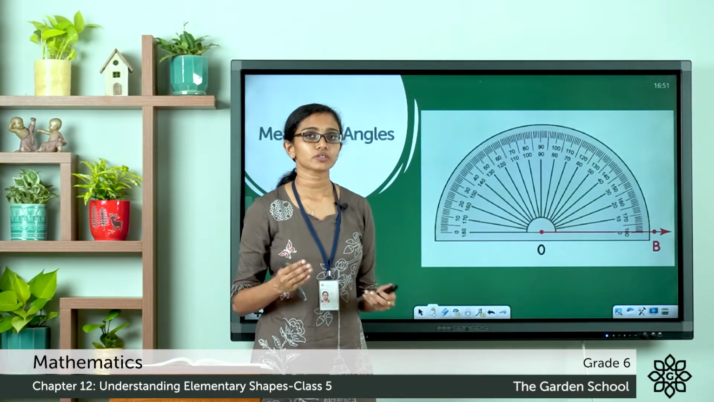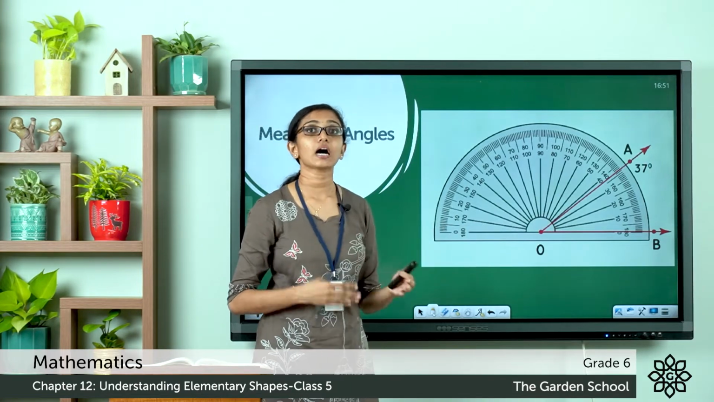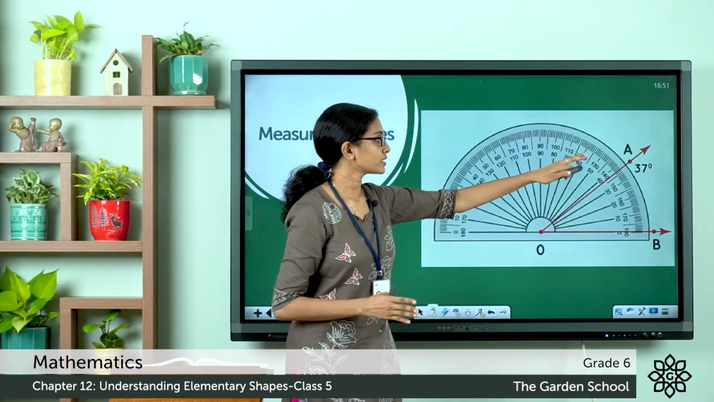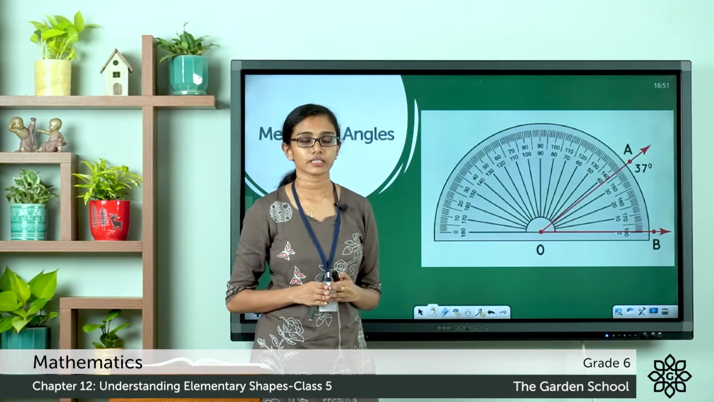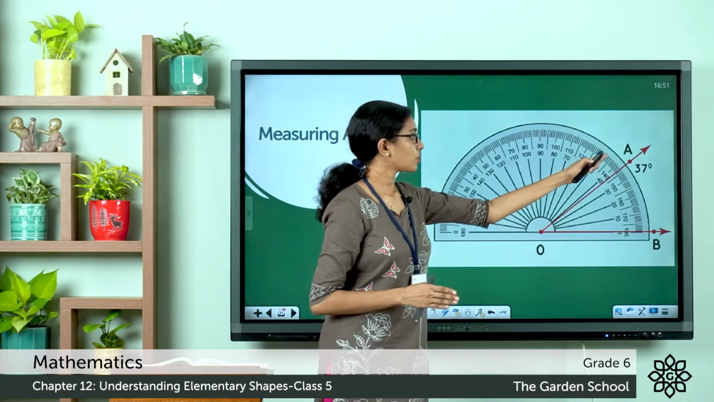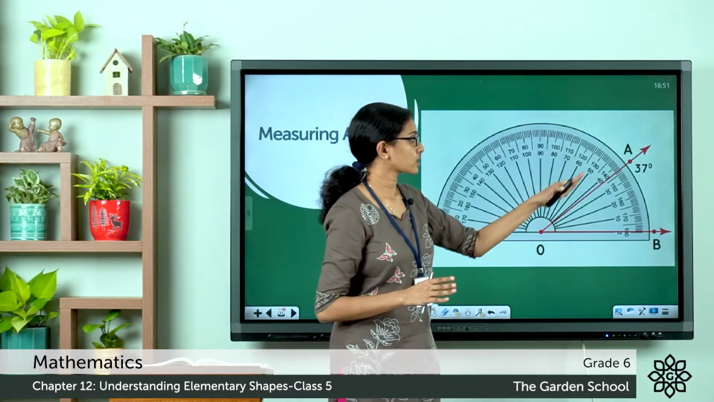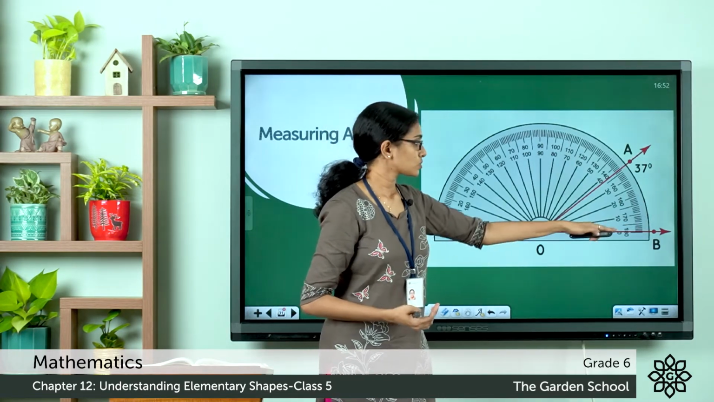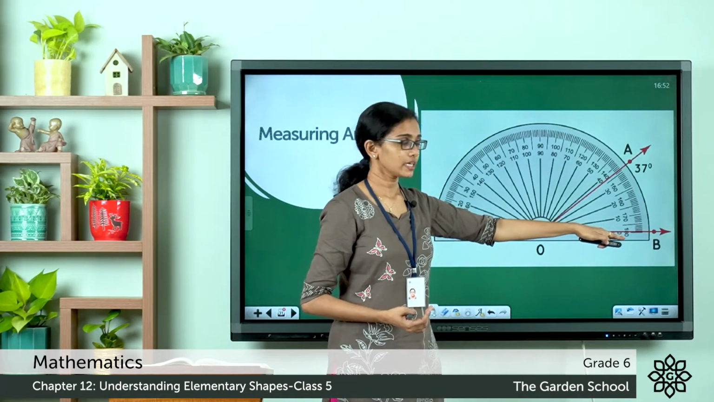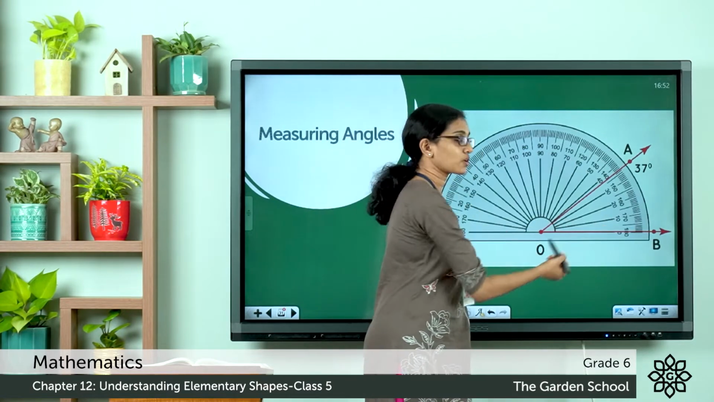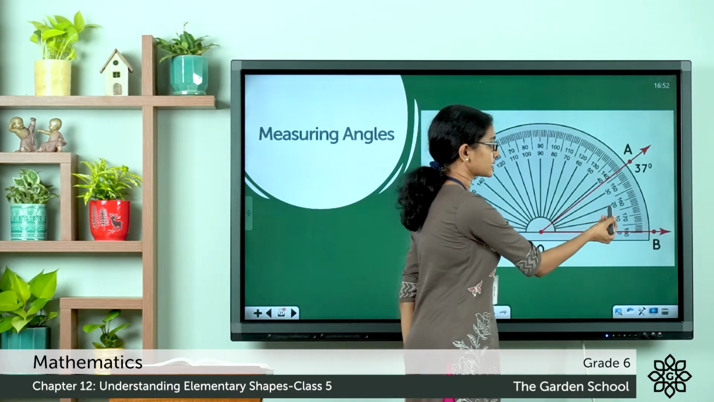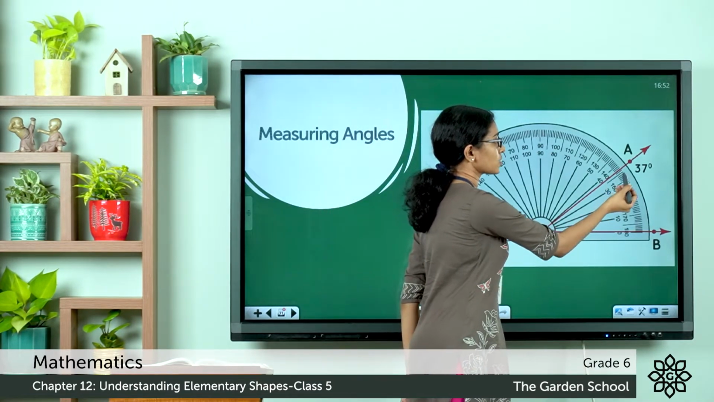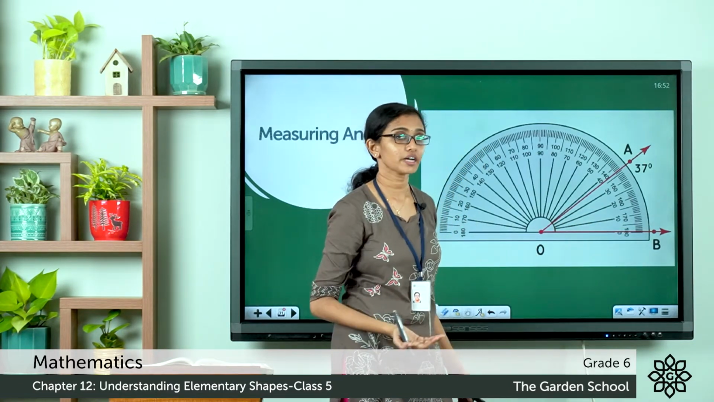Now the next step is to check at which point the other arm of the angle coincides with the marking on the protractor. So here ray OA coincides with a marking on the protractor. Let's see how to count the value. So here you have 0 degree and this point corresponds to 10 degree, this 20 degree, 30 degree and this long line you see here, that is 35 degree.